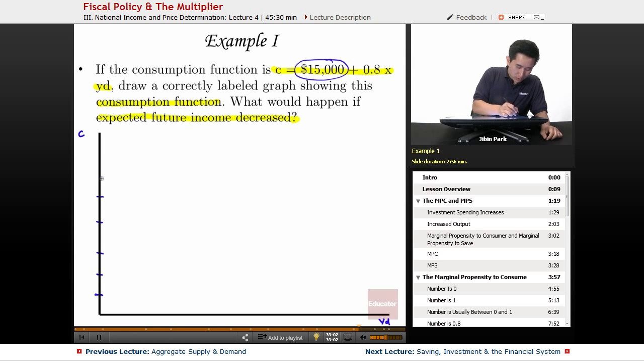So let's go ahead and go in increments. Let's label this graph here. So this is 5K, 10K, 15K. That's what we've got right here. 20K, 25K, 30K. And this stops at 35K.